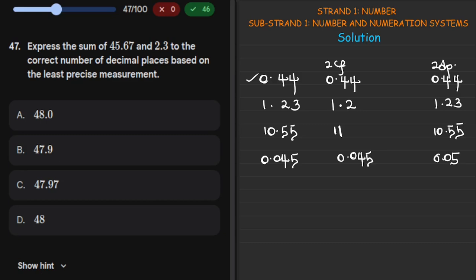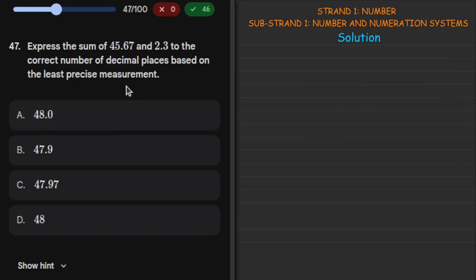The next question says we have to express the sum of this and then this to the correct number of decimal places based on the least precise measurement. So before I explain what this least precise measurement is, let's quickly do the addition. Since sum means addition, we have 45, then 0.67, then we have 2.3.